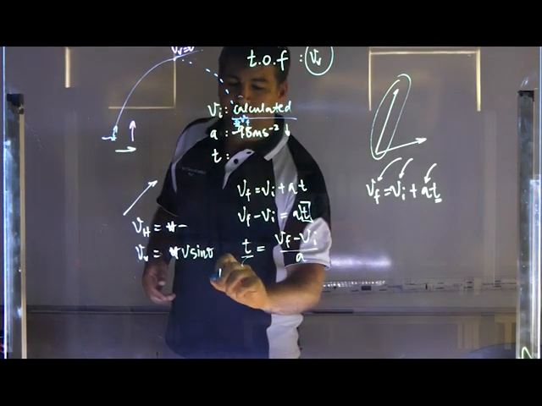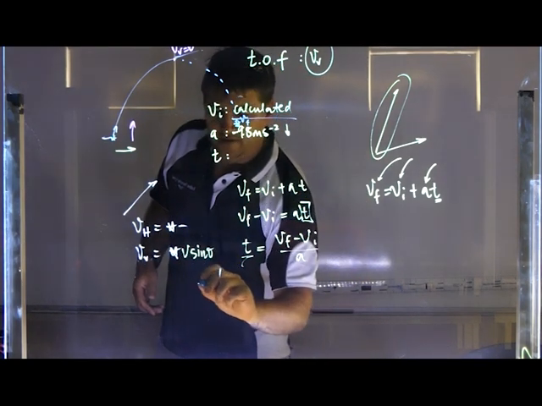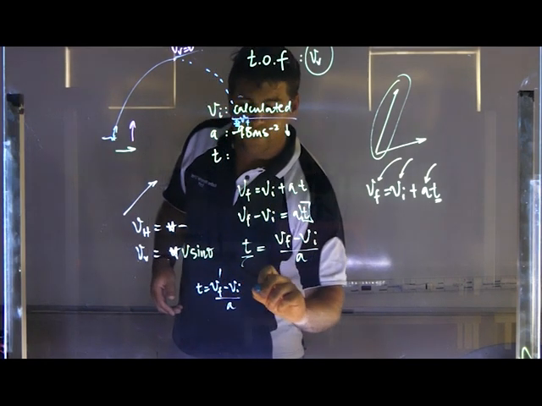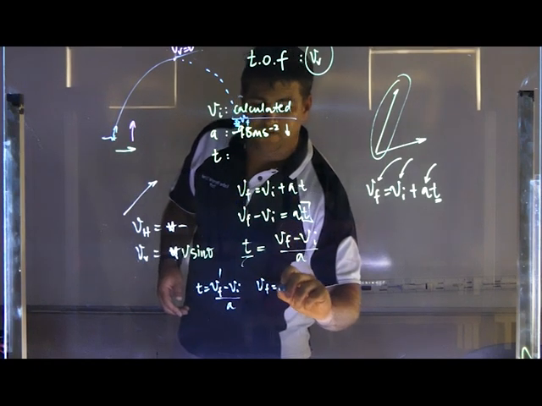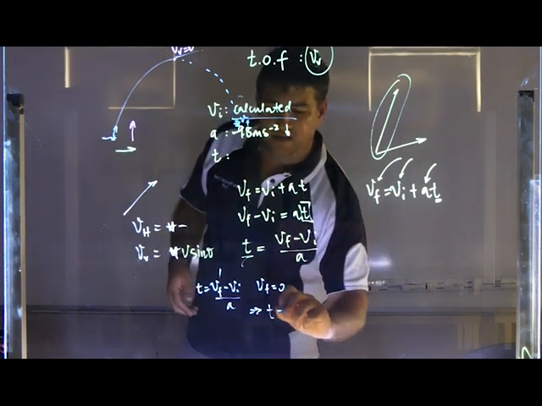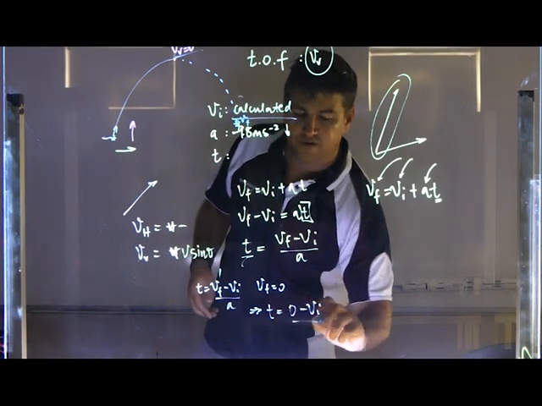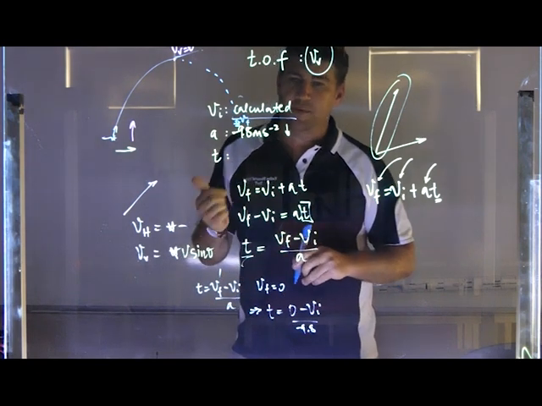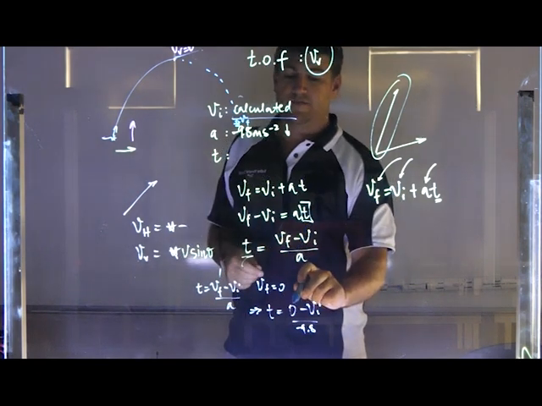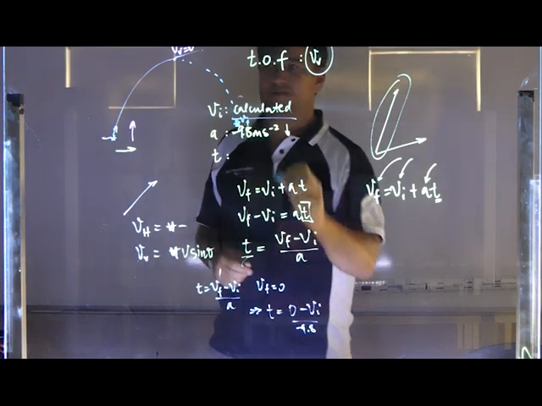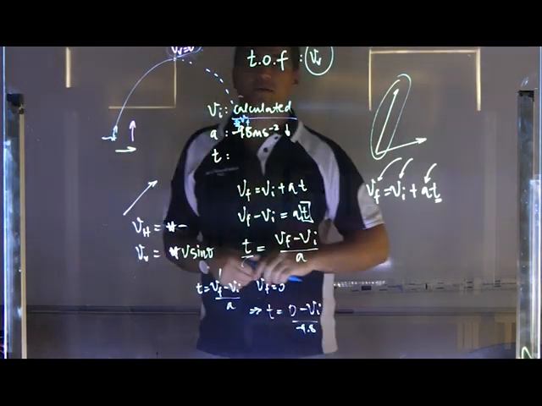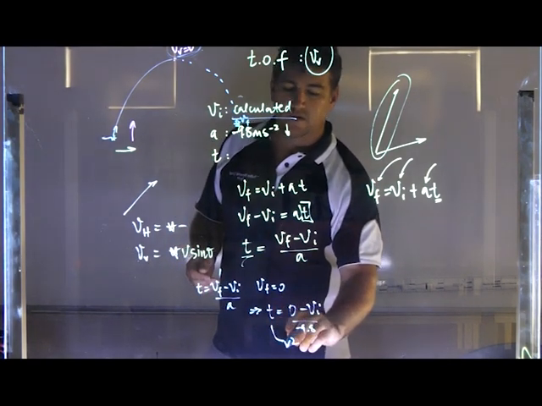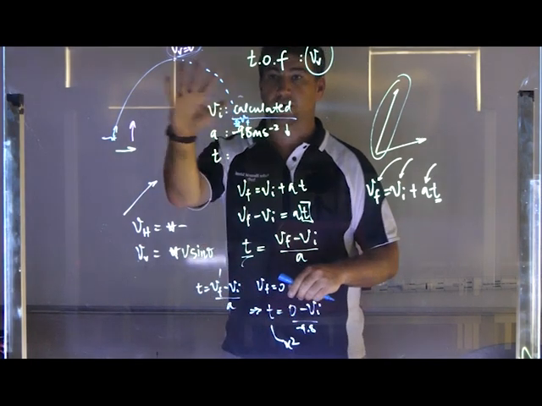So option 1: t is v final take v initial over a, where v final equals 0. So t is 0 take v initial over minus 9.8. Now you've got to remember where that's going to get you to. So if I set the final vertical velocity to 0, that's only there. It's only halfway through my flight. So in order to get the proper time of flight, whoops, I need to double it. That'll get me the whole flight.